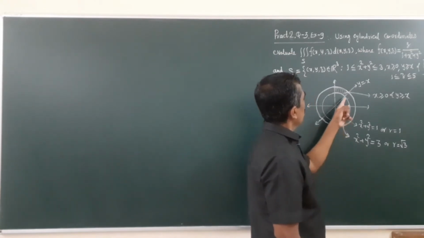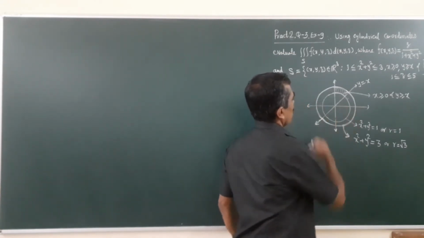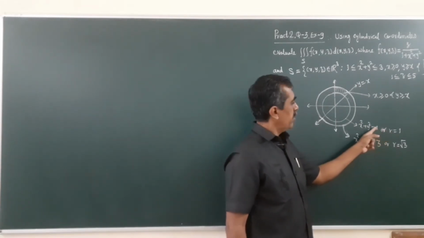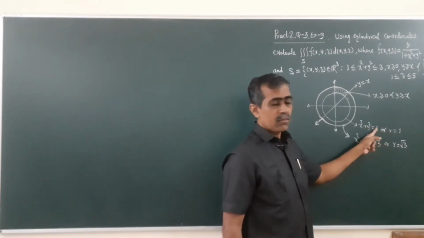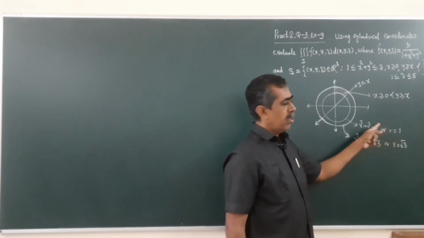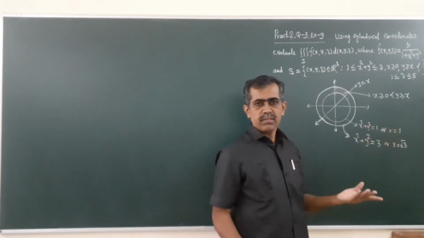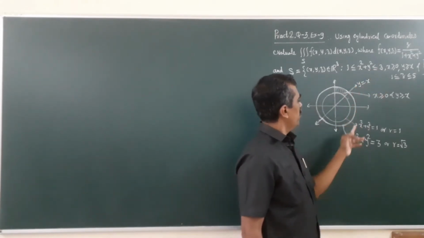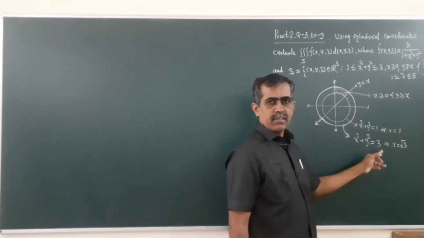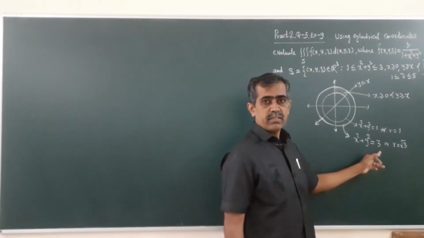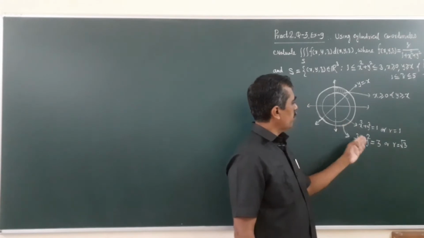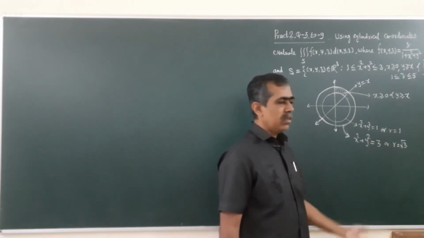This is the circle, the inner circle, x square plus y square is equal to 1. So here a square is 1, so a is equal to 1, which means r is equal to 1, the radius is 1. The outer circle is x square plus y square is equal to 3. Here a square is 3, so a is root 3, or r is root 3. Therefore, the equation of this circle is r is equal to root 3.